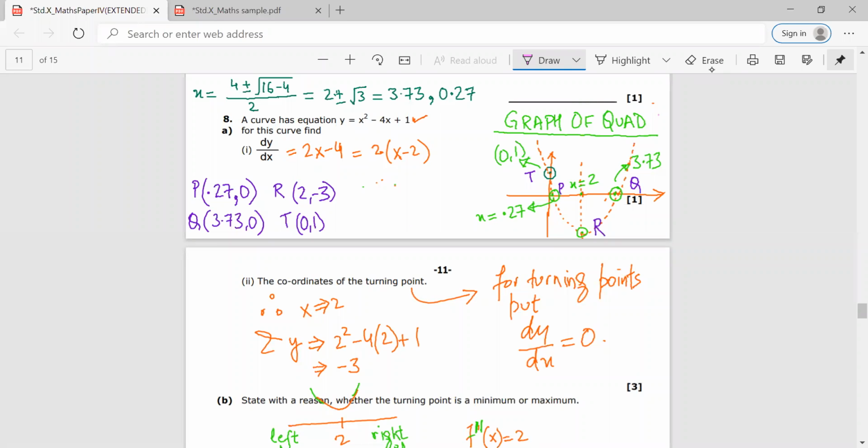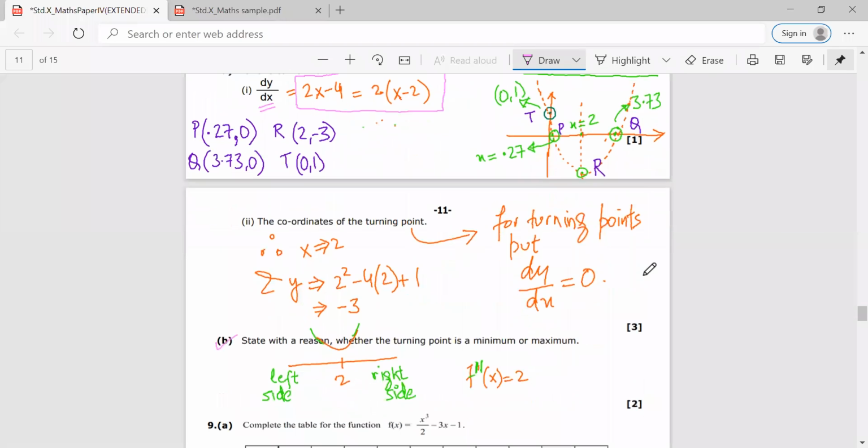Another way in which I can understand this is to state with a reason whether the turning point is a minimum or a maximum. So what I can do is, 2x minus 4 was the differential that I had got. This was the first differential, dy by dx. Now, if I use the second derivative test, I find the second derivative would be 2. Because the second derivative is positive, therefore the turning point would be a minima. Any doubt? No, sir.